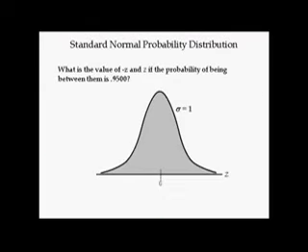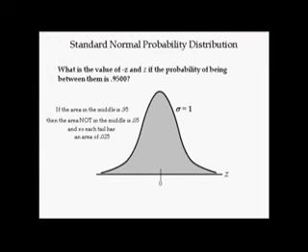What is the value of minus z and z if the probability of being between them is 0.9500? If the area in the middle is 0.95, then the area not in the middle is 0.05. And so each tail has an area of 0.025. 0.025 plus 0.025 equals 0.05. So the area in the tails is 0.05. The area not in the tails is 0.95. So the probability of being between negative z and z is 0.95, which is the gray area.